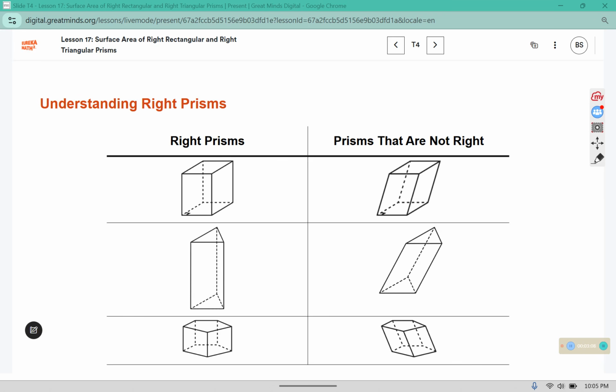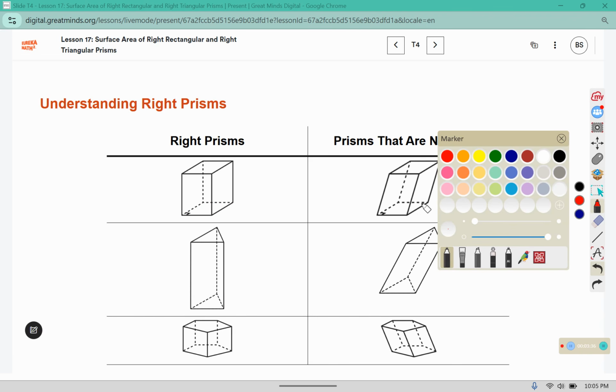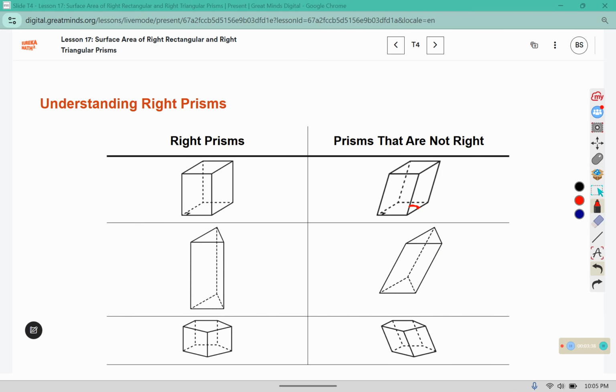Here I see some examples of right prisms, and then prisms that are not considered right prisms. The right prisms are where the base along the bottom and the sides create a 90-degree angle, a right angle. So here the sides and the base again create a 90-degree angle. In these ones, it is not a 90-degree angle.